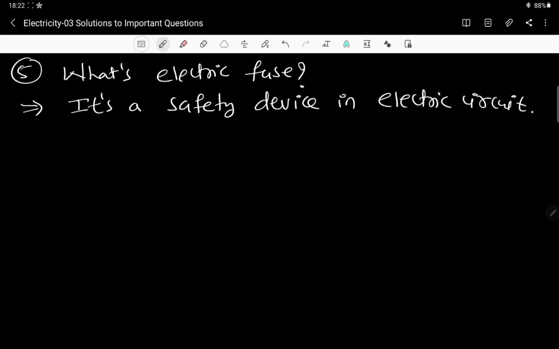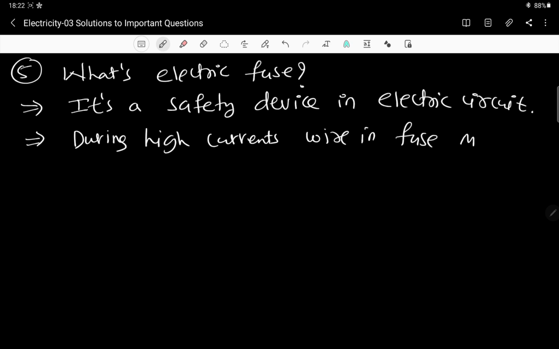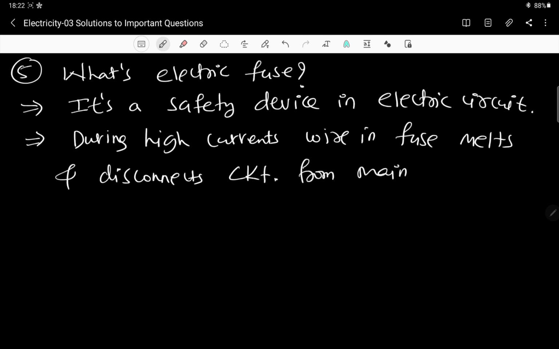Now during a short circuit, whenever there is a high current, the wire in the fuse melts and disconnects the domestic circuit, whatever circuit, from the main supply. So whatever main supply is there, from that it disconnects. All right, so this is the explanation.